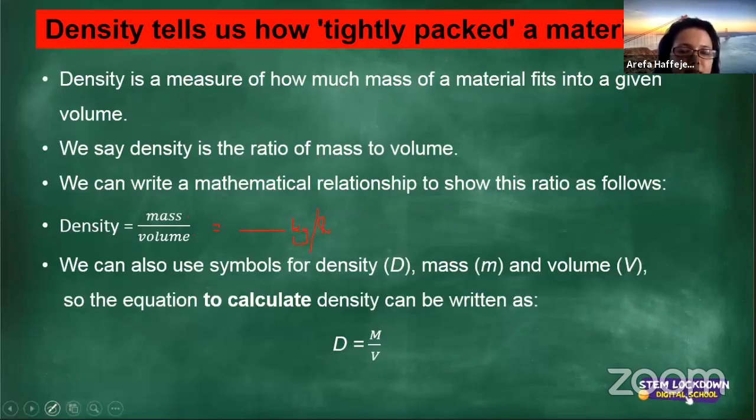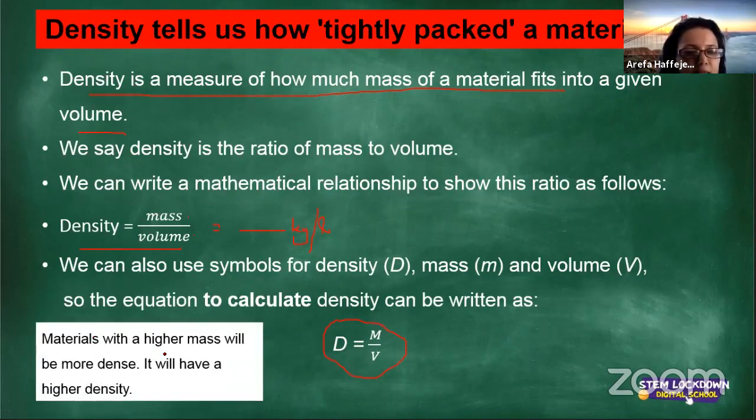So you can take this down. I think the most important thing for you to take down is how much mass fits into a volume. Then density is equal to mass over volume. And if you're going to do it for short because you're going to calculate, then you can just do D is equal to M divided by V. Okay.